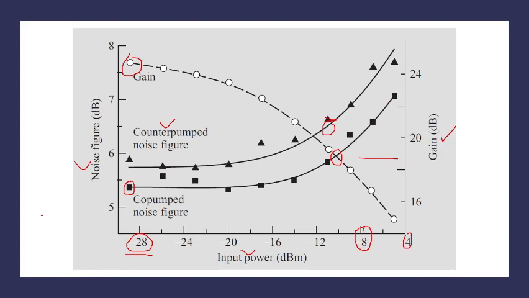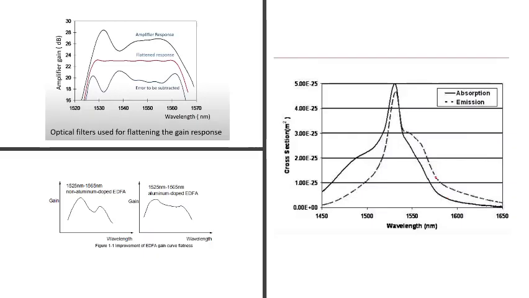Moving ahead, this figure tells us about the absorption and emission of a particular amplifier. As we can see, if we give a 1480 nanometer pump laser, the absorption at this particular level is higher than our emission. Absorption means we are talking about the stimulated absorption.